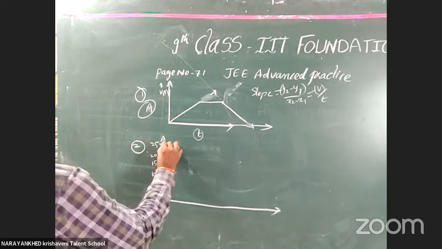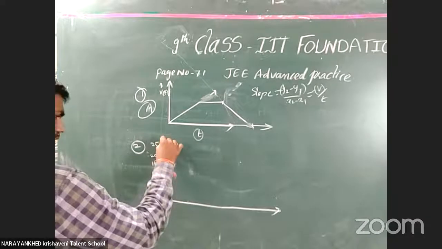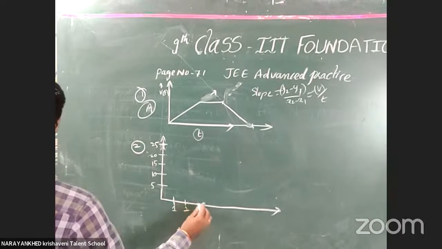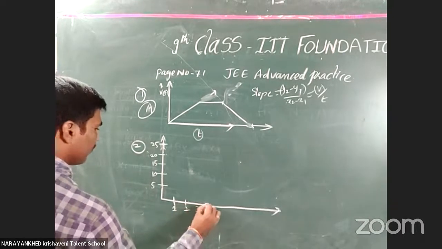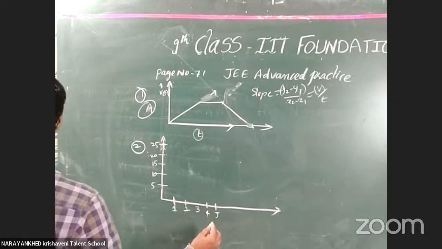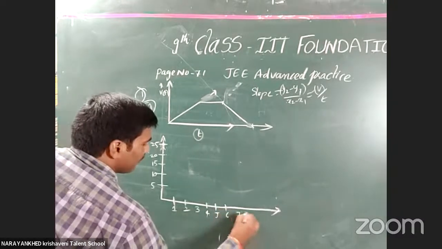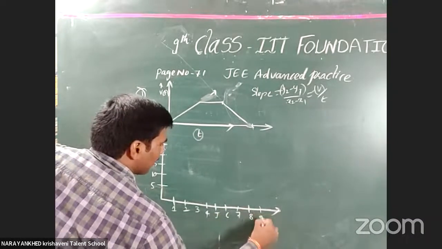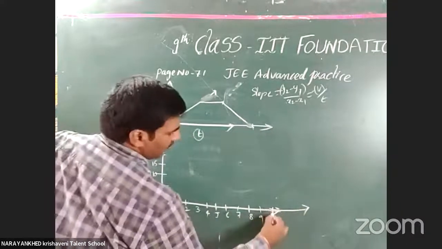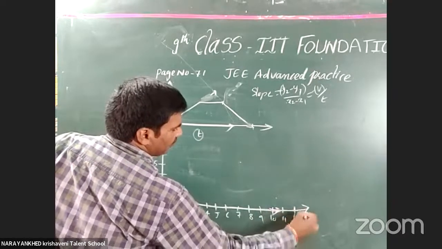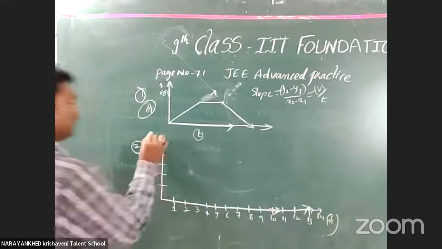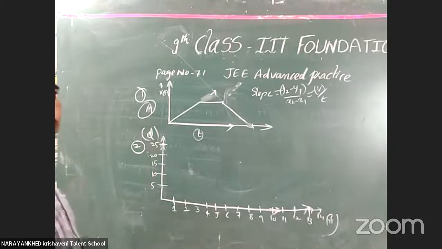Next, the graph starts from here. The time is given as 1, 2, and after that 3, 4, and 5. Then 6, 7, 8, 9. There are a total of 13 seconds given. Then 10, 11, 12, 13, 14 is the time given. The displacement d value is given here.